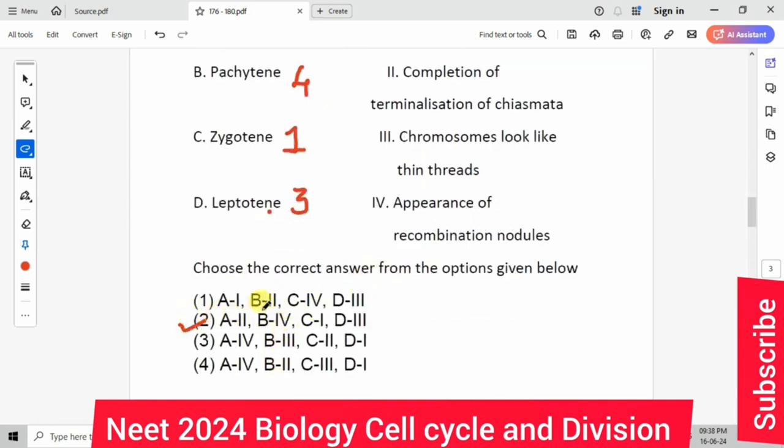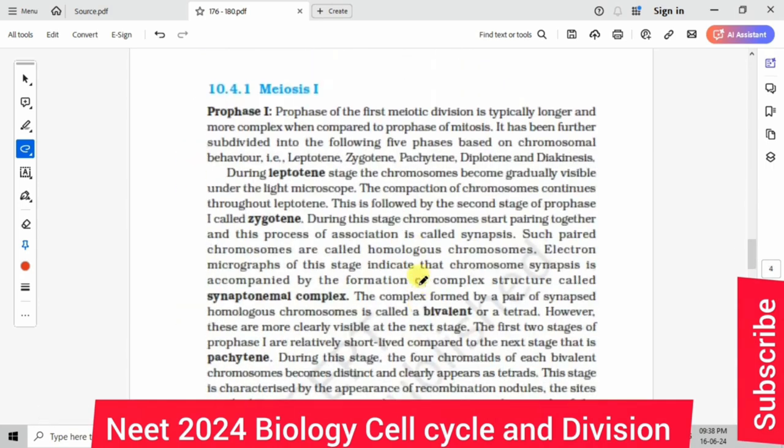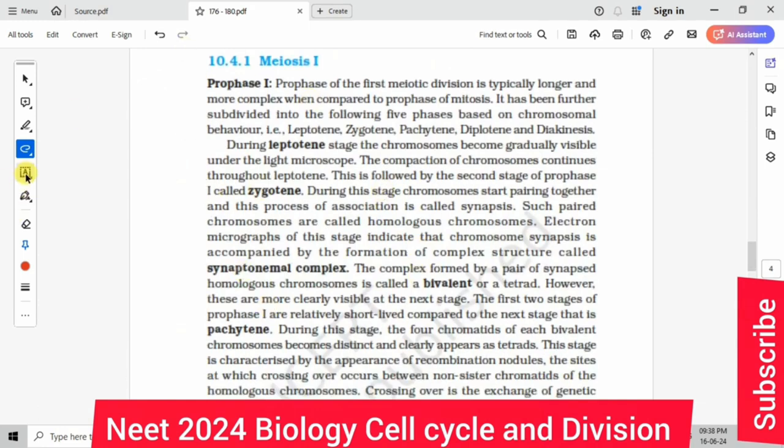You can see the meiosis process according to the question and the NCERT here, from the lesson known as cell cycle and division.